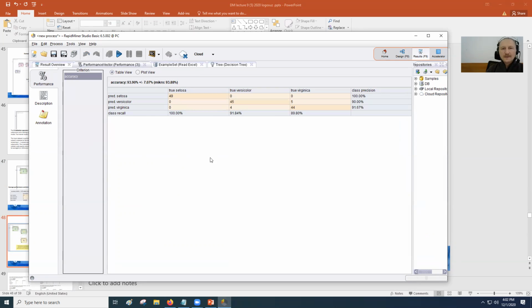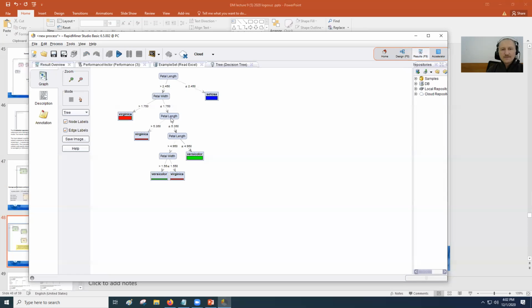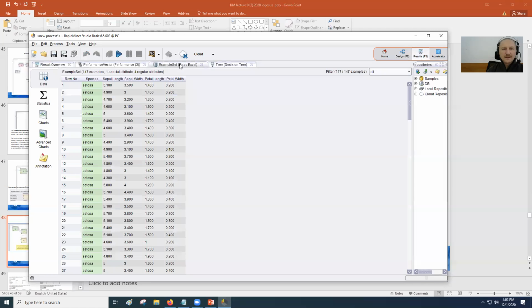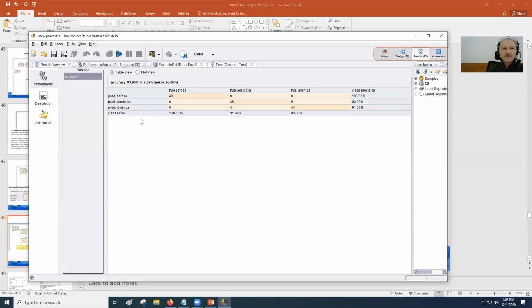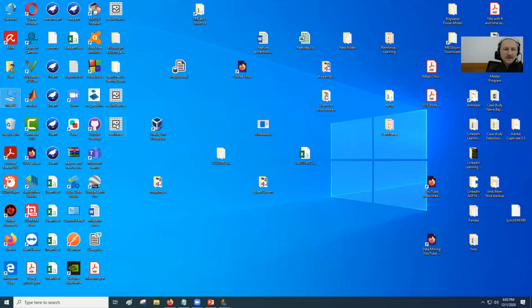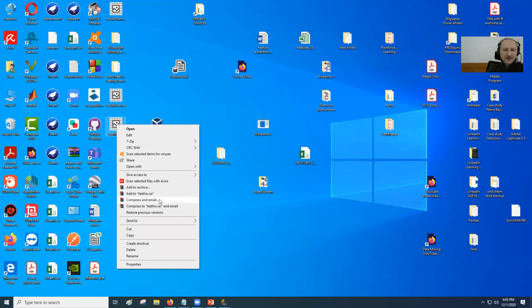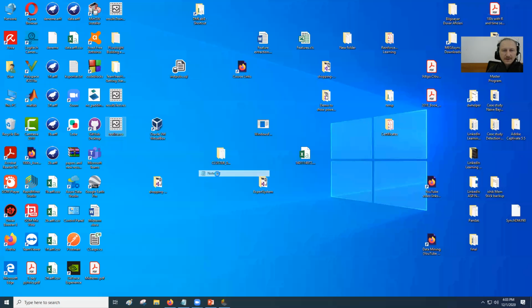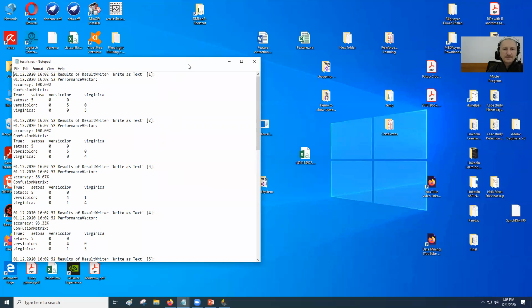This is my decision tree model. These are my examples, and this is the performance on the test. If you want to see all of them, we wrote it to the test Irish file. Open this one in Notepad, and you can see the result.